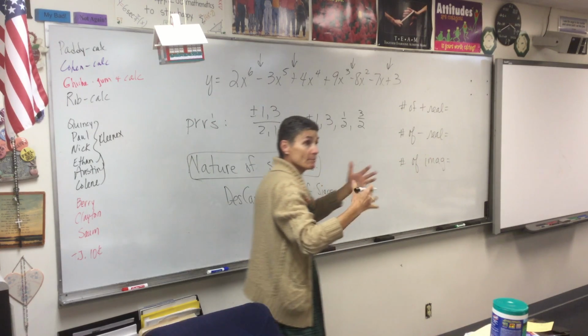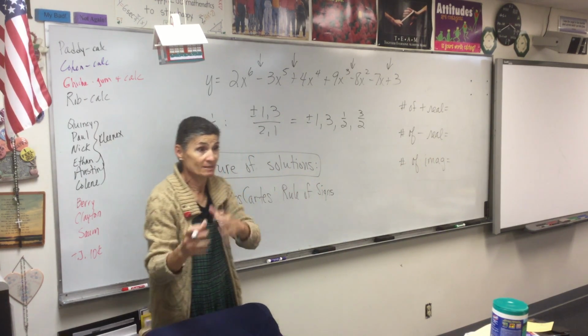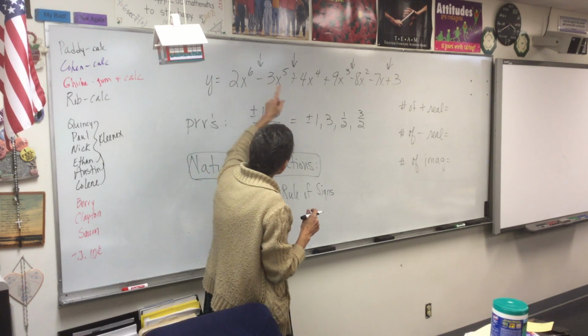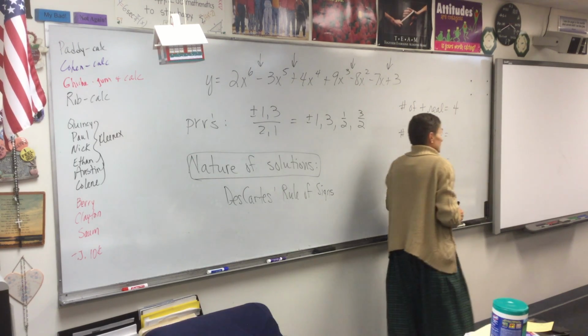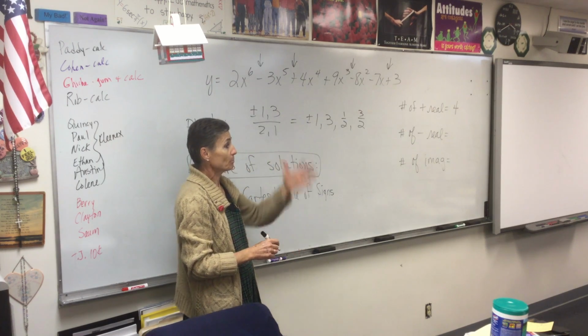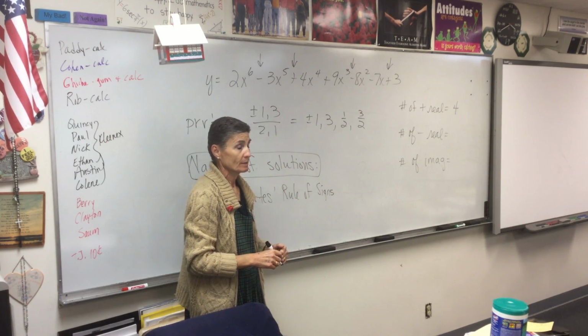So do you understand what I'm talking about when I say the sign changes? I'm going from positive to negative to positive. Okay, so how many is that? 1, 2, 3, 4. So I put a 4 here. To get the number of positive real roots, I simply count the number of times the sign changes.